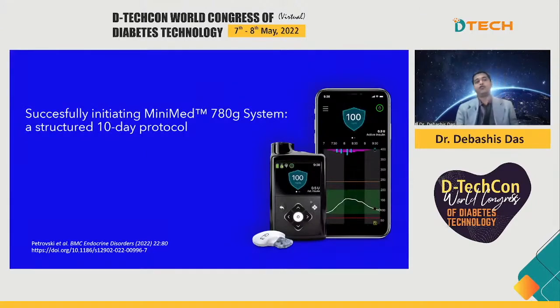Now, I'm just going to take you quickly through a recent paper published by Dr. Petrovsky and the group from Qatar. I think I forgot the hospital name. It was just published in BMC Endocrine in 2022, just a couple of weeks back. They have shown the glycemic outcome and a proper 10-day protocol of shifting a type 1 patient from MDI to the automated insulin delivery system called 780G.